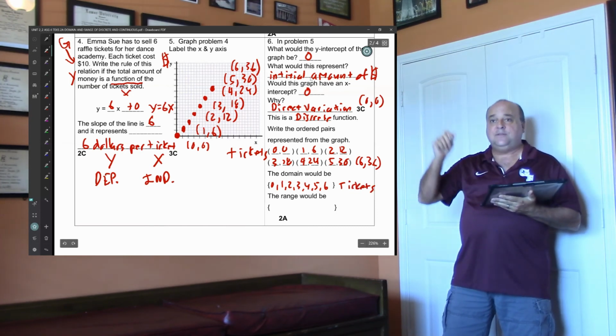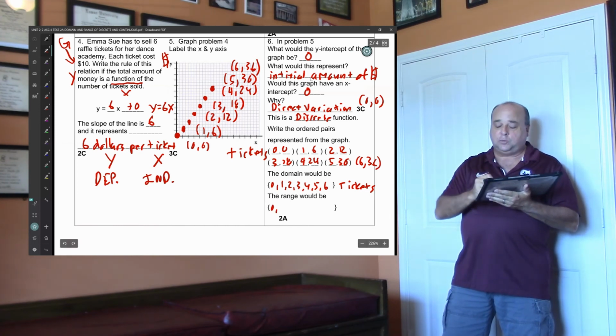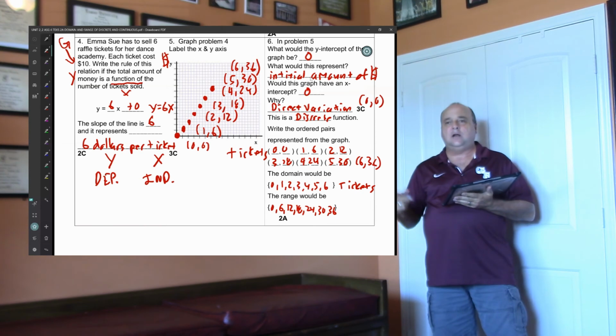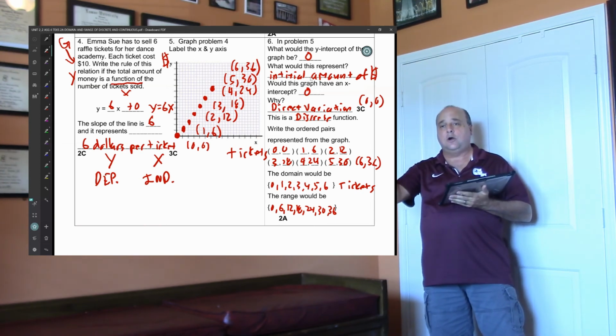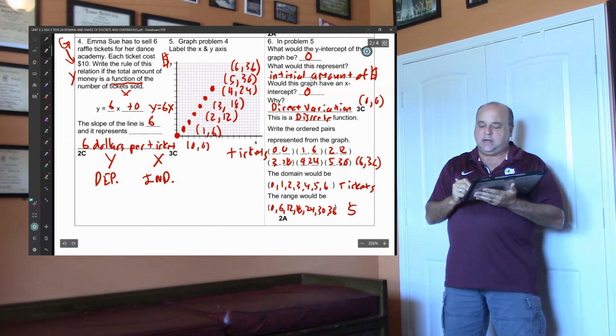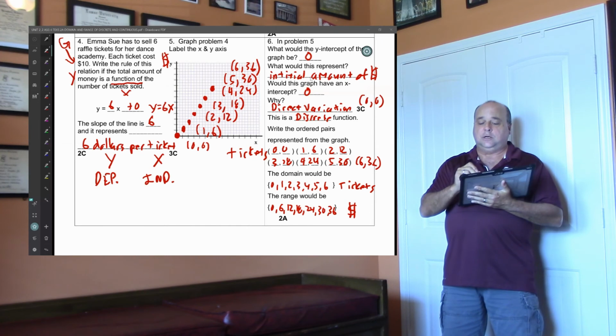And then the y, the range, would be our money. So the money would be 0, and it's going to be multiples of 6. 6, 12, 18, 24, 30, and 36. She's never going to have like $33.20, is she? She's only going to have multiples of 6 in her bag. So this would be the money. So that's your domain and range. That is a discrete function, okay?